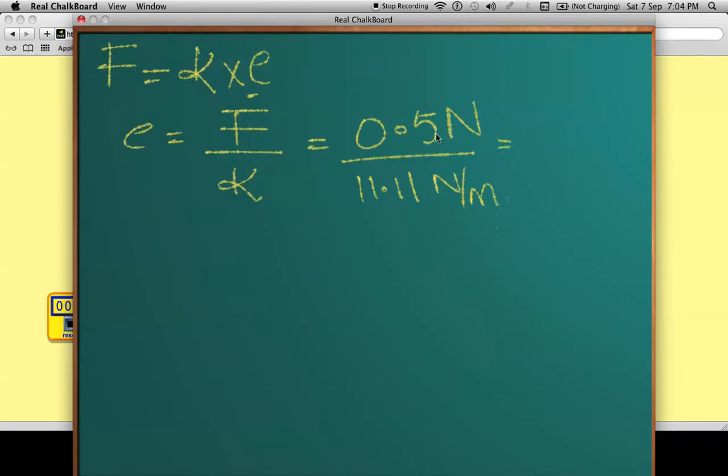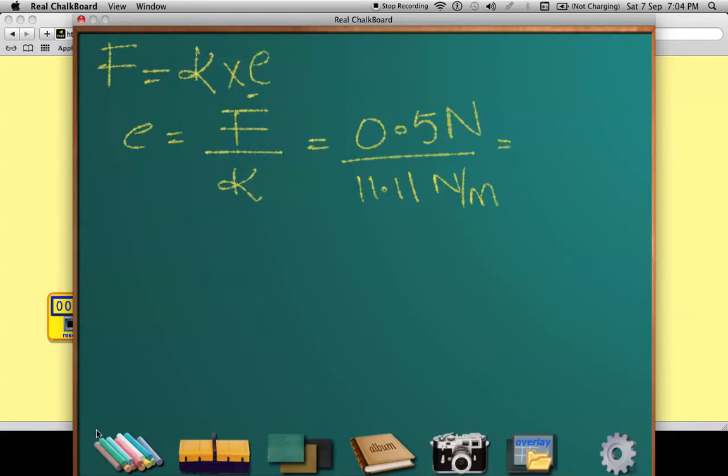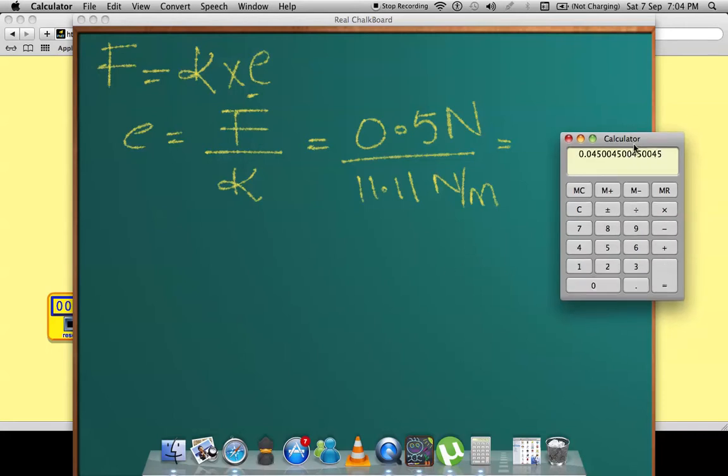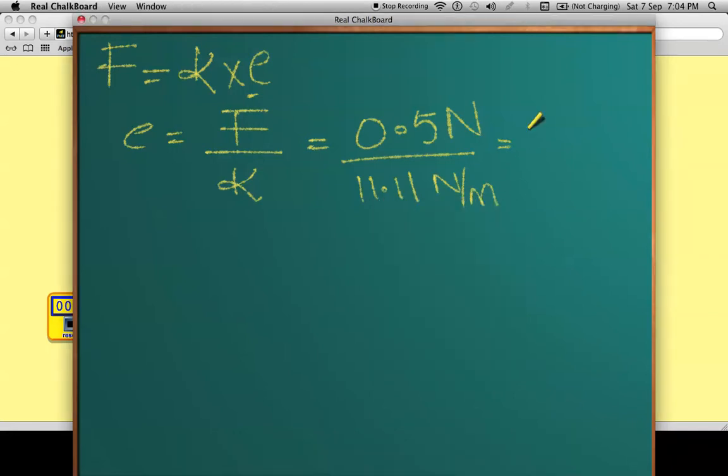So if I divide this by this, my answer would be in meters, obviously, because all of the units are either newtons or meters. So let's use our calculator here. So now it's 0.5 divided by 11.11. This would give me 0.045 meters.